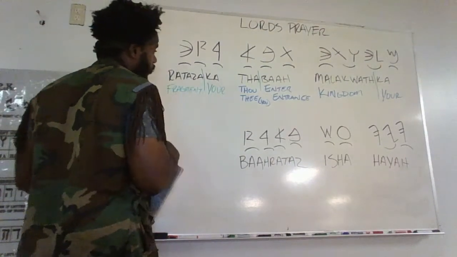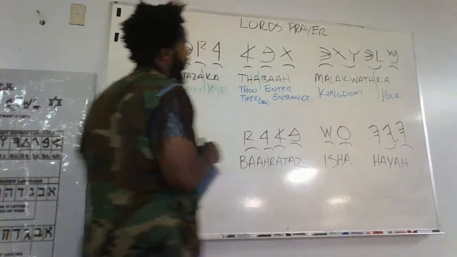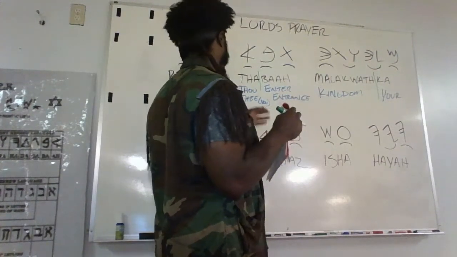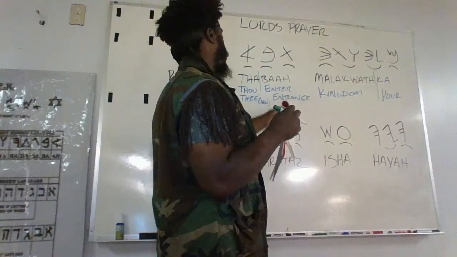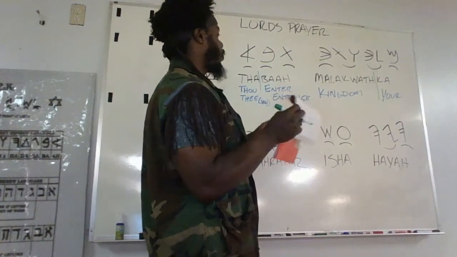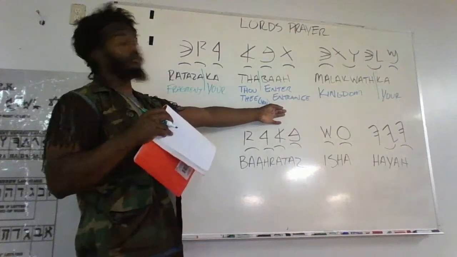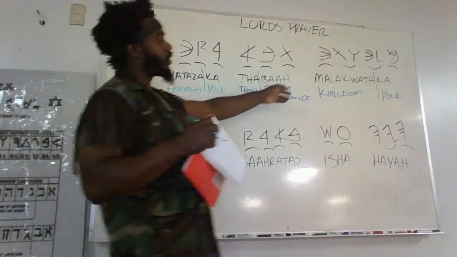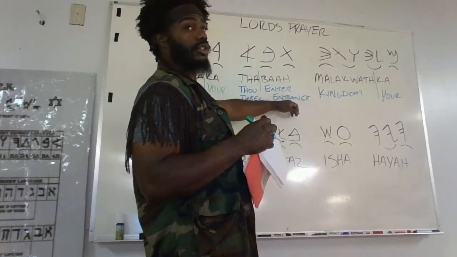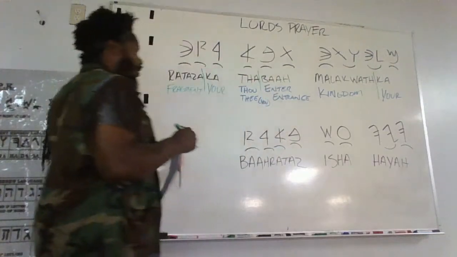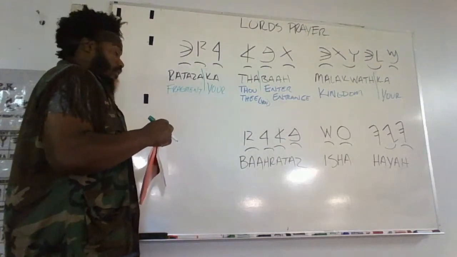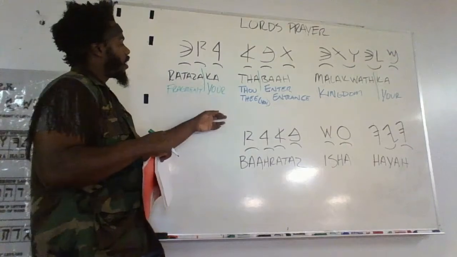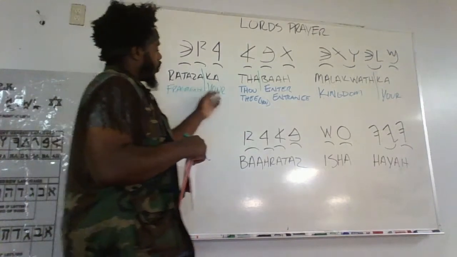All right. Okay. Our Father which art in heaven, hallowed be thy name. Your kingdom enter, or thou enter, or you enter. All right. So your kingdom enter, come, because thee is an archaic version of what? You. All right. So your kingdom enter, your kingdom come. Okay. All right. Then Ratzazaka, your fragment.